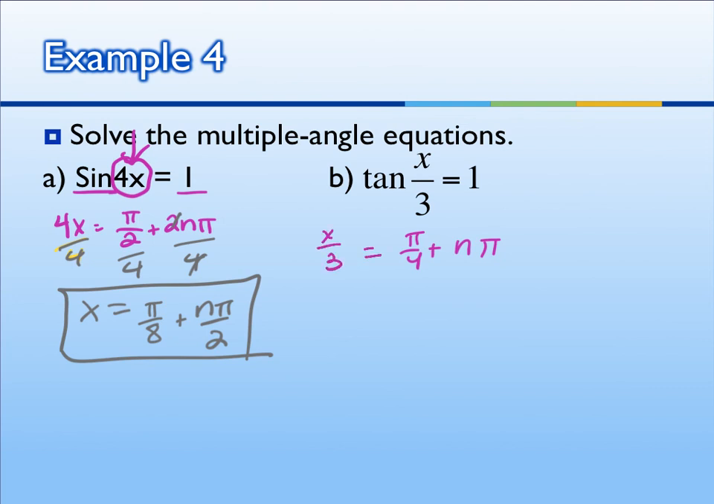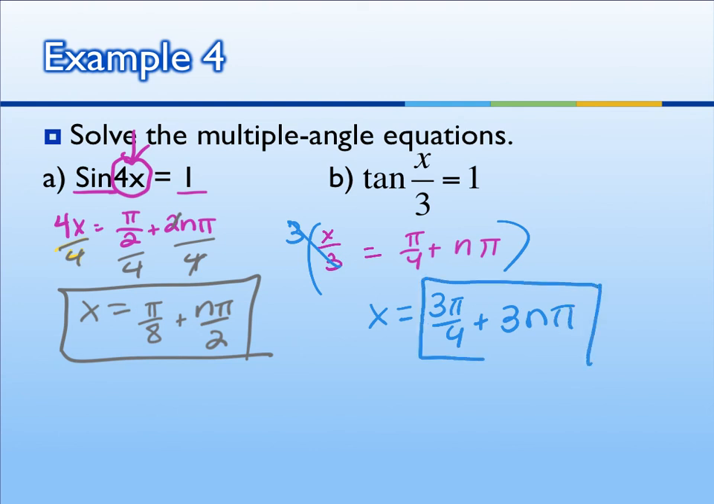So this time, how do I get rid of the over 3? Multiply everything by 3, so it cancels from here. I get 3 pi over 4 plus 3n pi. Easy stuff, right? It's different, but it's not difficult. The least fun of this kind of stuff is when it restricts your interval, which I will save for tomorrow.